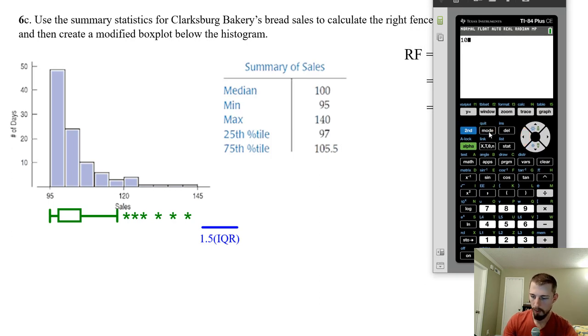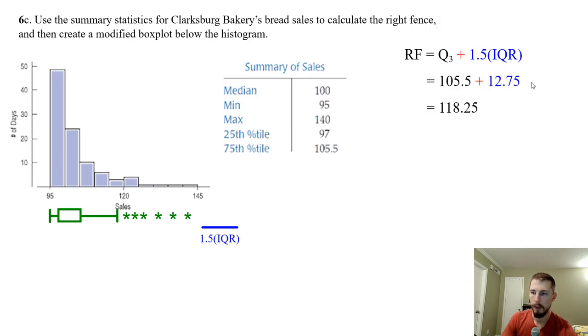All right, so we're going to do 105.5 minus 97. That's going to be our IQR. Multiply that by 1.5, which is 12.75. And then I'll show my work over here. So take the third quartile, add the 1.5 times IQR to it, which will give us our right fence of 118.25. And if we look at our maximum, of course, that's going to be beyond that right fence.